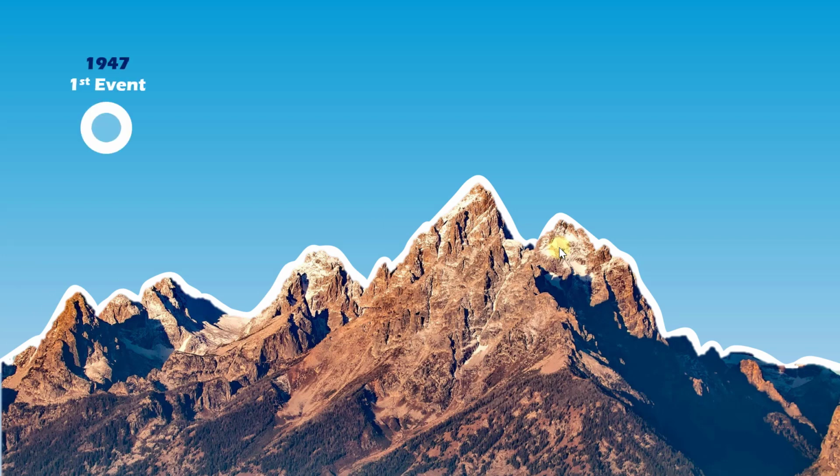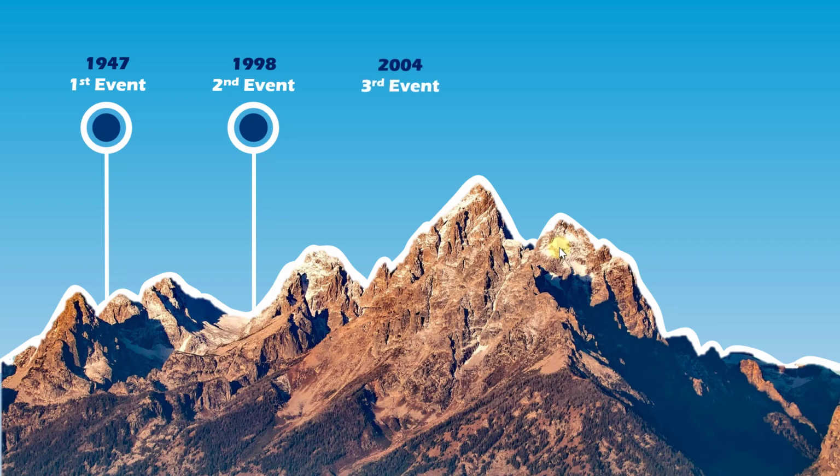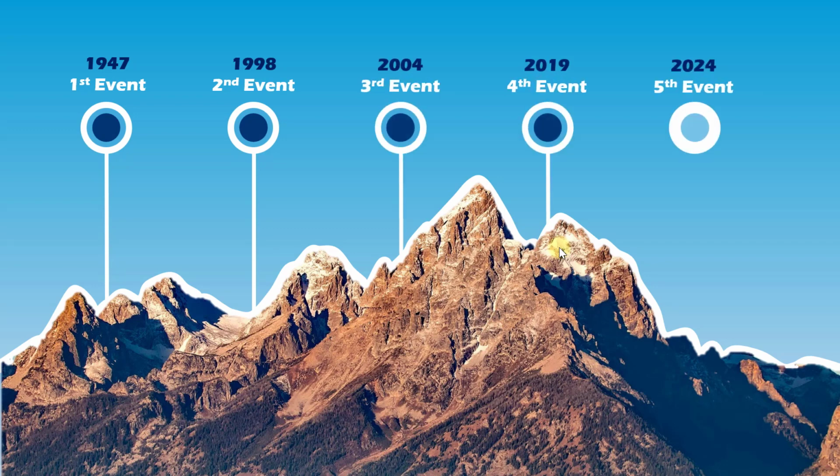And then we have the timelines from 1947, then 1988, the third event 2004, 2019, and then 2024, the fifth event. So go to the video description if you want to know how to remove the background and how to add the text boxes behind the mountain. And let us start making this animation of event timelines in this video.